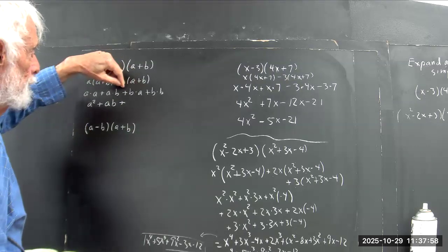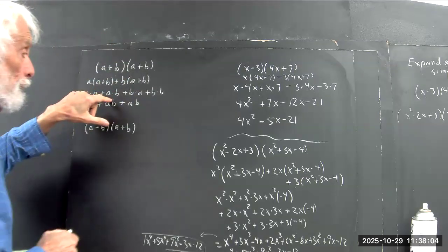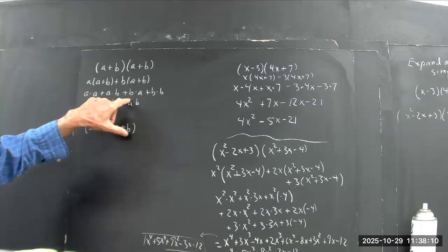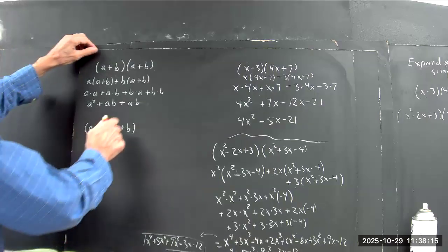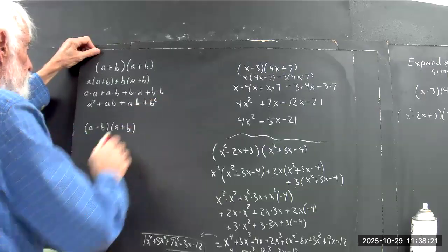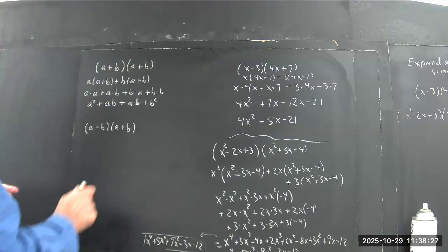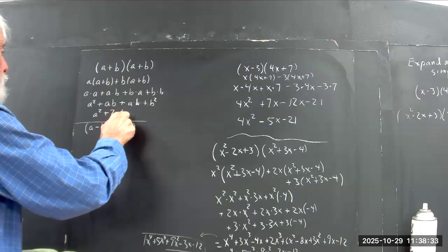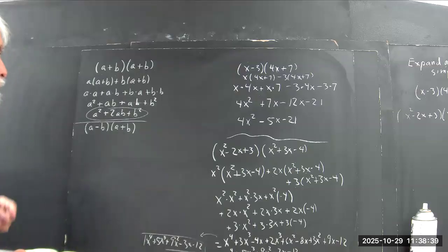Now, b times a is the same as a times b, so I'm going to write this as ab. So it's obvious that this is the same thing as this. Okay, if I multiply 2 times 3, I get the same thing as if I multiply 3 times 2, so the order of multiplication doesn't matter. Multiplication is what we say is commutative. And then finally, b times b is b squared. So we can see that we have a squared plus 2ab plus b squared.